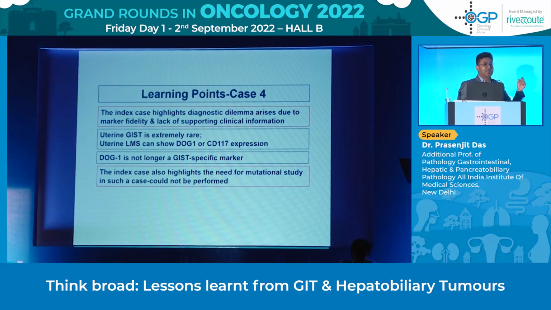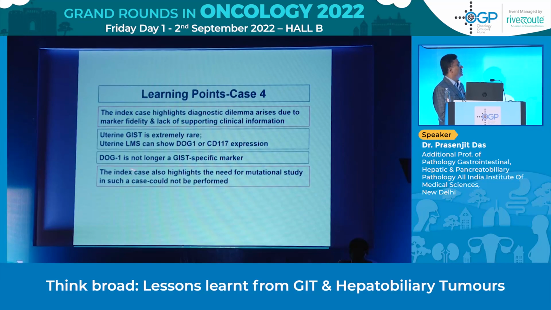So if you base your diagnosis only on CD117 and DOG1, you may commit some mistake differentiating between a leiomyosarcoma and GIST of uterine origin. And uterine leiomyosarcoma, I have already highlighted, in one quarter of the cases can show this type of expression, and DOG1 is no longer a GIST specific marker. There is a very nice article which showed that even if you do DOG1 in many other GI tract tumors, it can be positive in esophageal tumors and gastric carcinomas also.